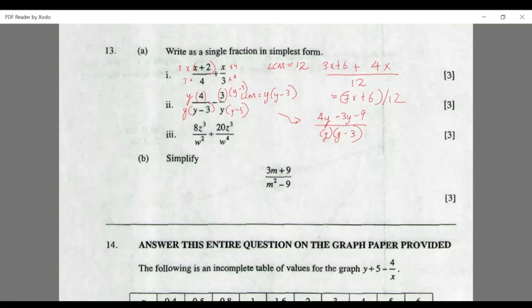If I understand correctly, they're looking for some simplification here, so you must do that. So 4y minus 3y, well, conveniently, this is y minus 9 over y minus 3.